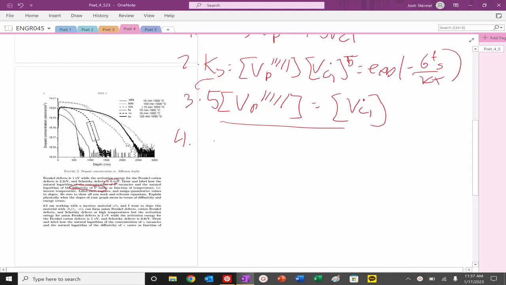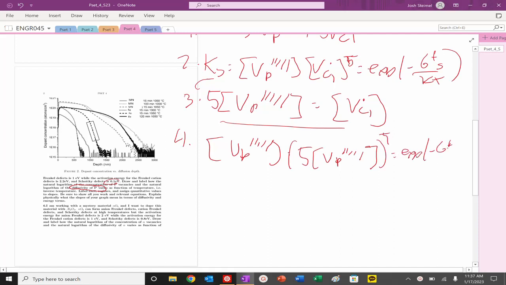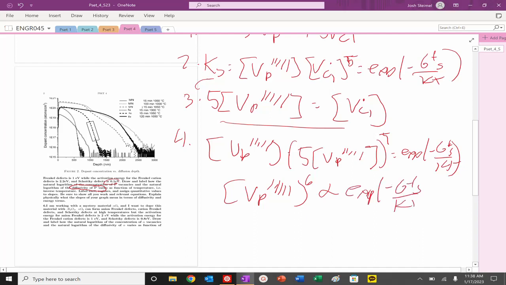So I'm just going to plug this in here. This is going to be equal to 5 times VP 1, 2, 3, 4, 5 to the 5th power, equals exponential minus G formation of Schottky over KT. So basically, VP 1, 2, 3, 4, 5 to the 6th power is proportional to exponential minus G formation of Schottky over KT.